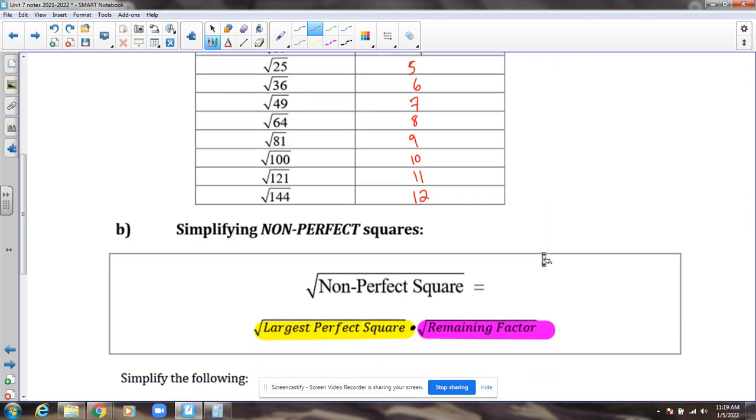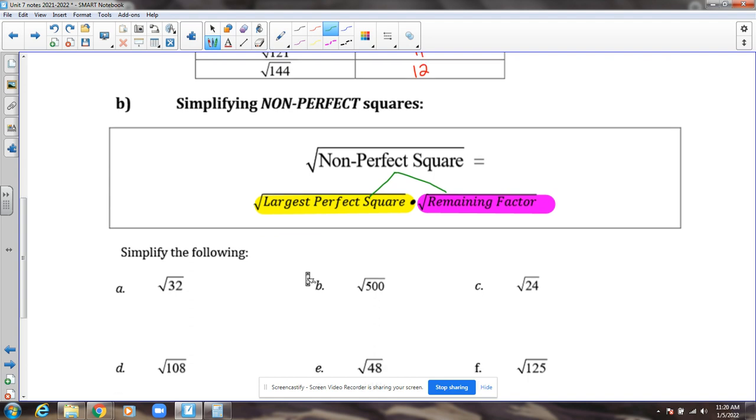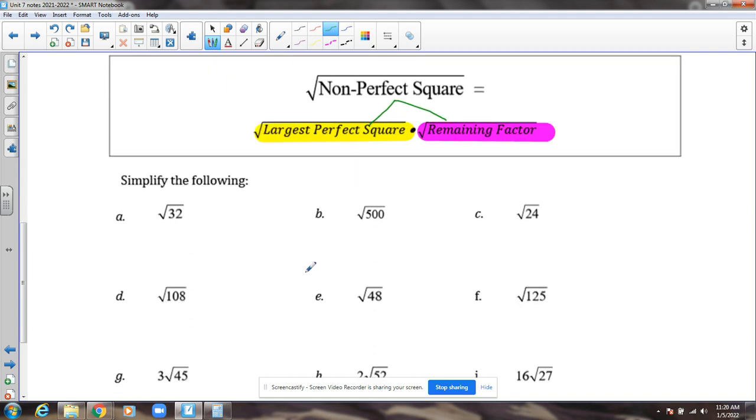Now the trick is, what if it is a non-perfect square? So these above were all called perfect squares. For a non-perfect square, we have to be a little more careful. So what I do is I take a non-perfect square, so the numbers below are all non-perfect squares. We want to split this up into two pieces: the largest perfect square we can find that fits into this number times the remaining factor. Okay? So let me show you how I do this, and you can try a couple on your own.